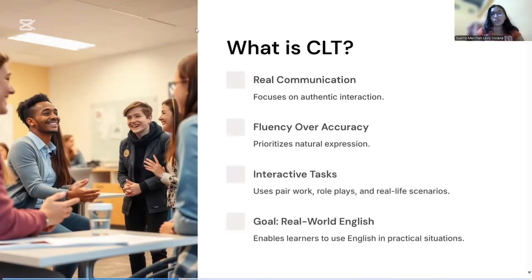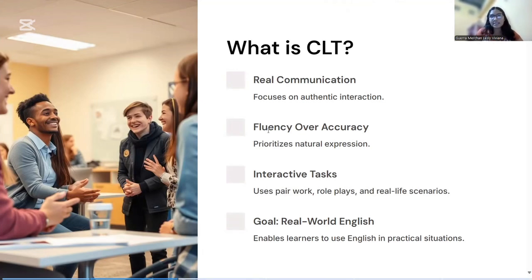CLT stands for Communicative Language Teaching. So it is focused on real communication and authentic interaction. It's when students use the language to express real ideas, solve problems, and participate in conversations. So the goal is not just grammar accuracy, it's fluency.